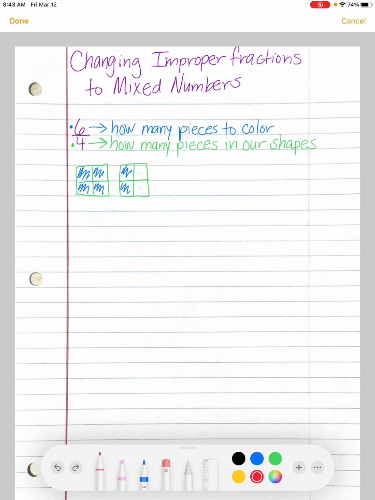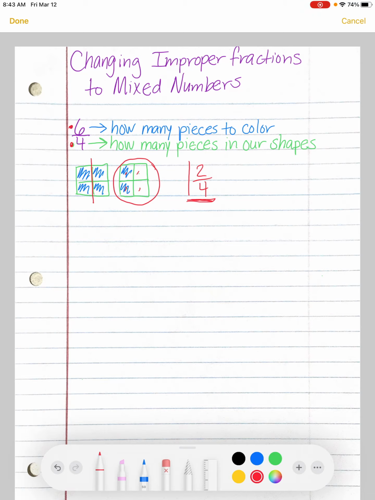So we count our whole shapes. We have 1 whole square colored all the way. So we're going to put a whole number 1 up in front. Now we're going to concentrate on this last square and we're going to write a fraction for it. So we have 1, 2 pieces colored out of 1, 2, 3, 4. So 6/4 is equal to 1 and 2/4. 6/4 is the same thing as 1 and 2/4. Now, let's move on. Let's do another picture.